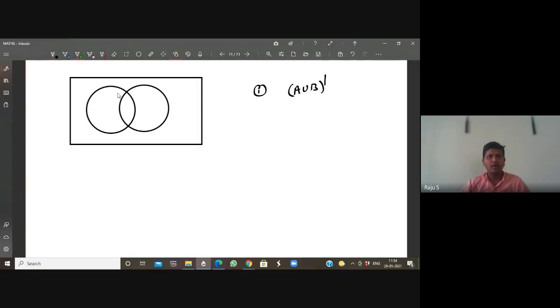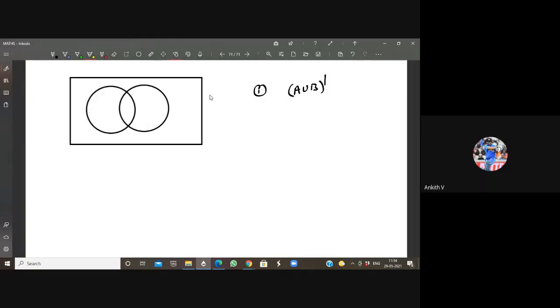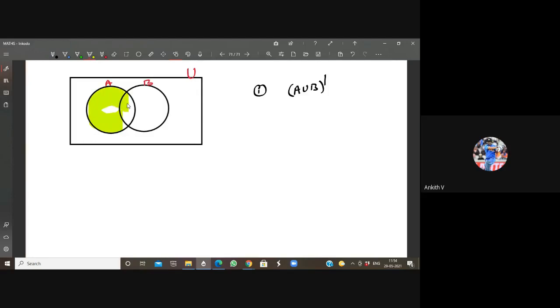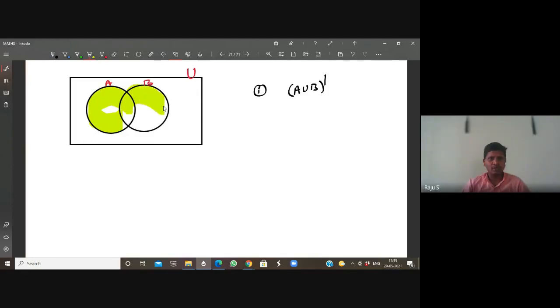First, you have to shade the region which belongs to A union B alone. Can anyone tell me what the shaded region of A union B is? The two circles combined, sir. This is A, this is B, this is U. Now the combined region, fully A and B. So you should shade the region properly. This is clearly A union B. Am I right, students? Yes, sir. Very good.